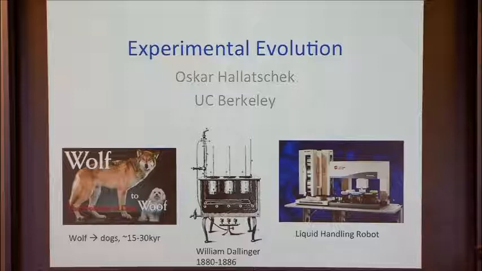So what I mostly focus on today are experiments that are actually designed for the purpose of learning something about evolution. Maybe one of the first experiments of this controlled type, which is often mentioned, is due to William Dallinger, who came up with this incubator in 1880, not that much later than the Origin of Species. The incubator consists of three containers, in which he cultured three different kinds of unicellular organisms over the course of 7 years.